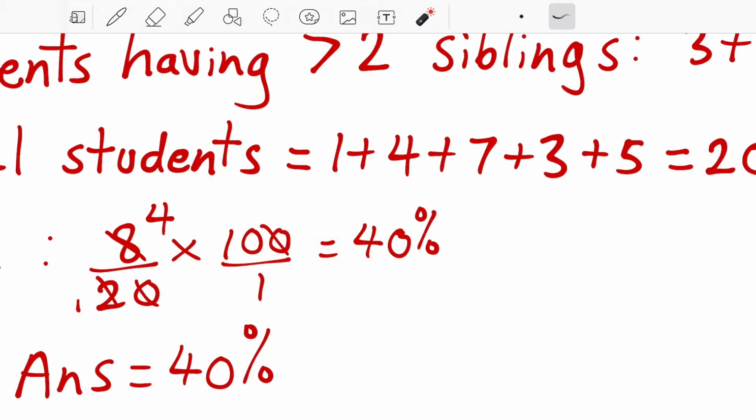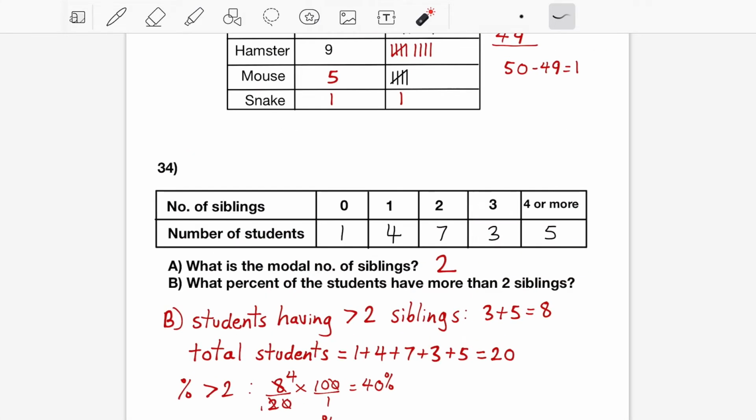Right? Cancel 1 and 0 on top with 1 and 0 below. 2 into 2, 1. 2 into 8, 4. 4 times 10 is 40. 40%.